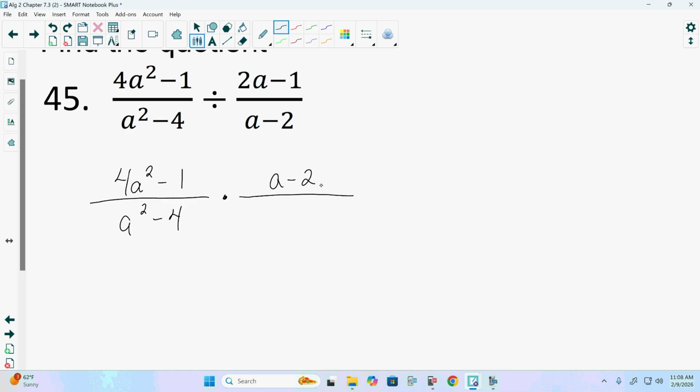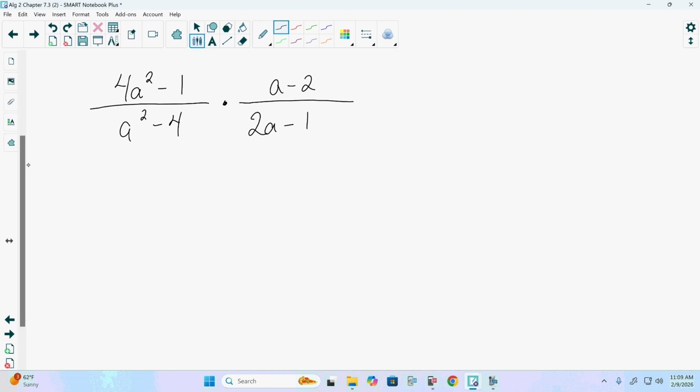So the a minus 2 on bottom is going to go to the top. Our 2a minus 1 on top is now going to be on bottom. Keep the first one the same. Change it from division to multiplication and flip the second. Now the a minus 2 and 2a minus 1 are nice because neither one of them has a greatest common factor. A and 2 on top don't have one. 2a minus 1, no greatest common factor. So they're as simplified as it gets. The degree is 1. There's nothing we can do with it.